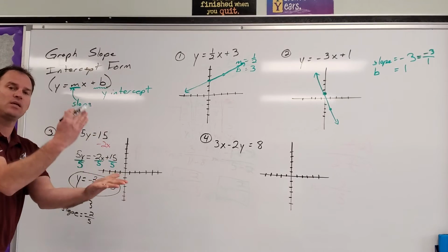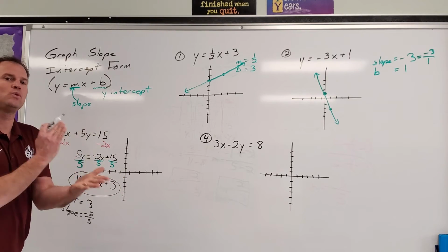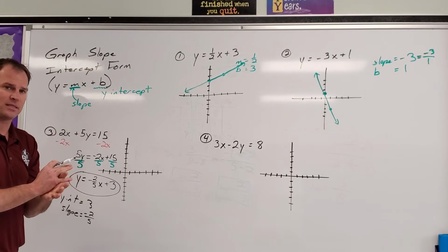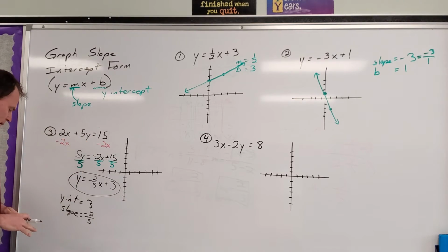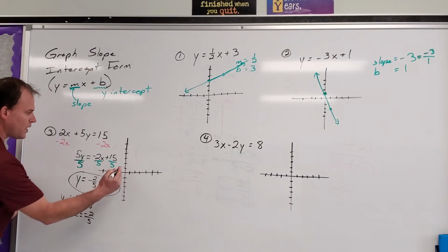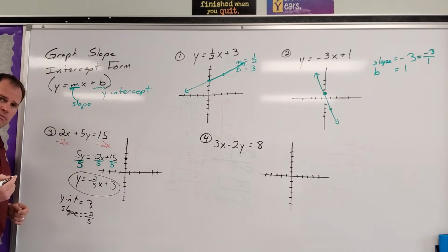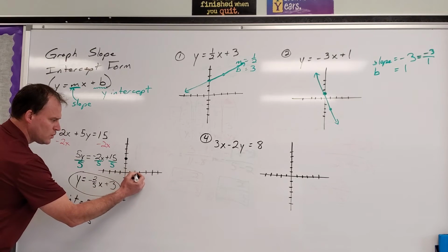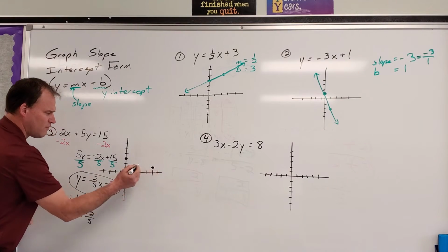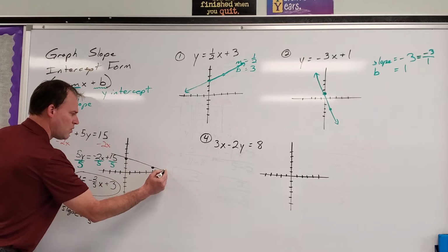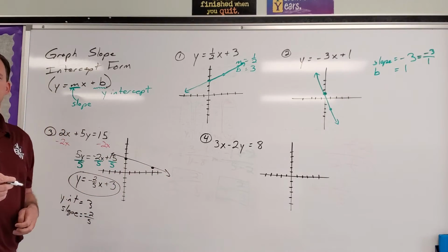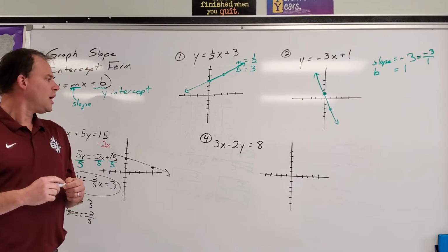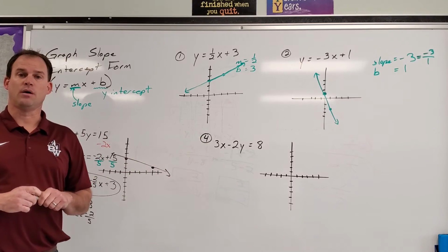If it's not in y equals form, you have got to get it there. Get the y by itself. Now I can do my graph. +3 for my y-intercept, -2/5 for my slope. Draw a line. There you go. Number 4.